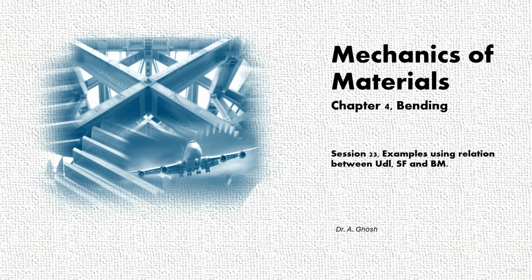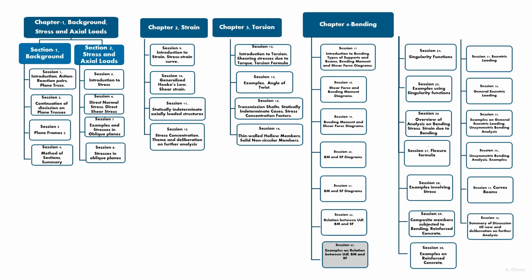We are in chapter 4 where we are discussing bending. This is the 23rd session overall, and here we look at examples using the relationship between UDL, SF and BM. This is a glimpse of the sessions covered in the first 4 chapters. We are in session 23.